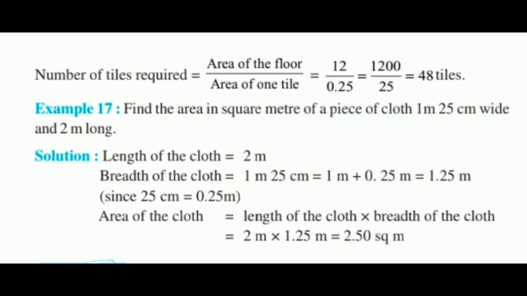Area of the cloth, length of the cloth and breadth of the cloth, which is 2 meter into 1.25 meter. When we multiply, we'll get 2.50 square meter. So the area of the cloth is 2.50 square meter.